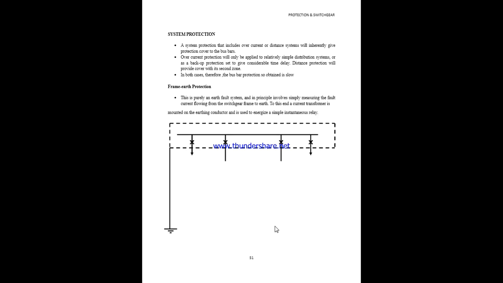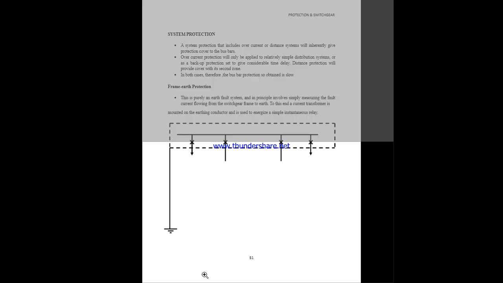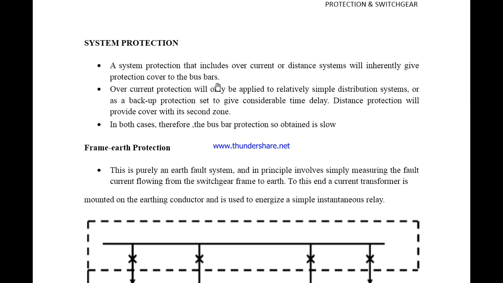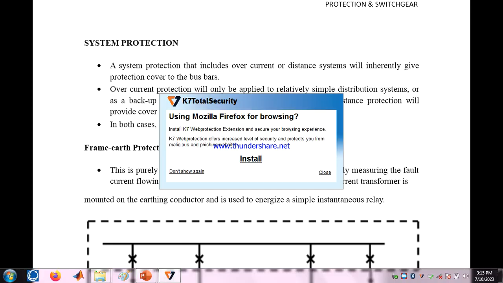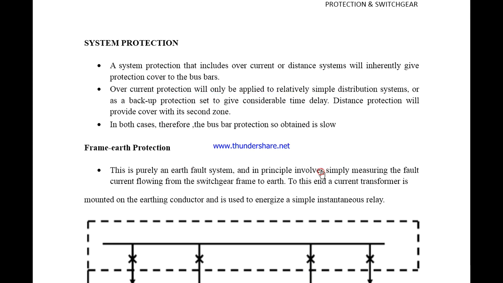Next, while considering system protection, a system which includes overcurrent or distance systems will inherently give protection to cover the busbars. Overcurrent protection will only be applied to relatively small distribution systems, or used as a backup protection. Distance protection will cover the neighboring zone also. In both cases, the busbar protection obtained is slow only.